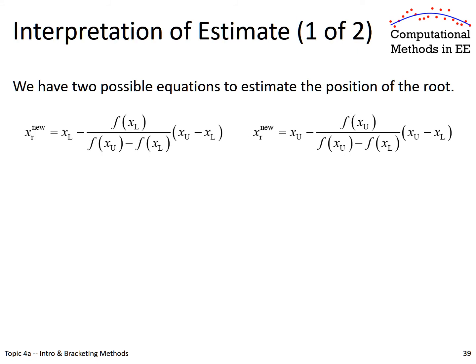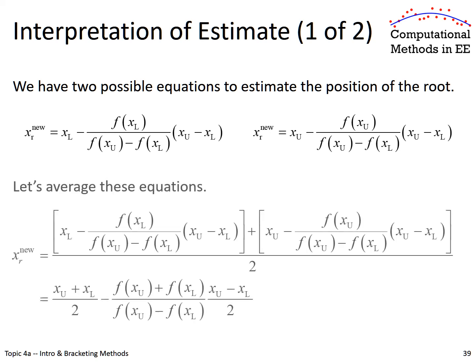So we have these two equations that we just derived. Let's average them. We average them by adding them together and dividing by 2. And we end up with this equation. Now this is an equation we want to look at in a little bit more detail and try to get some physical meaning of what's actually happening here.